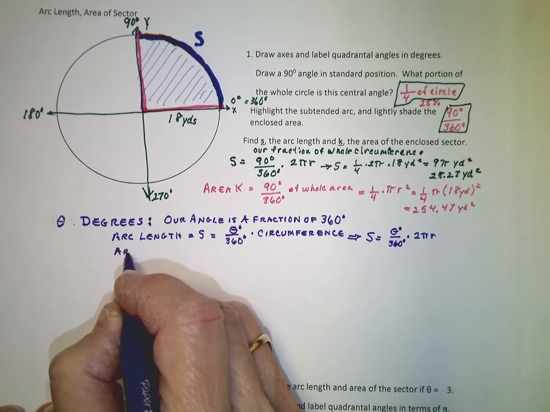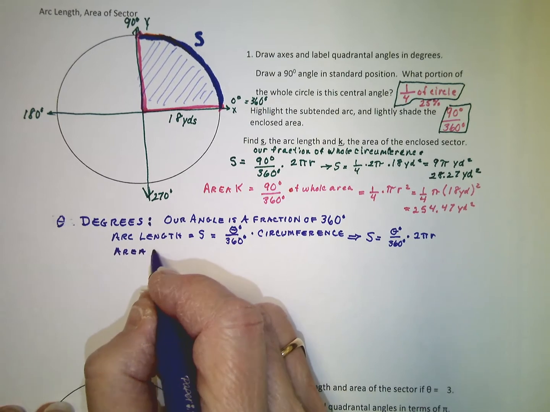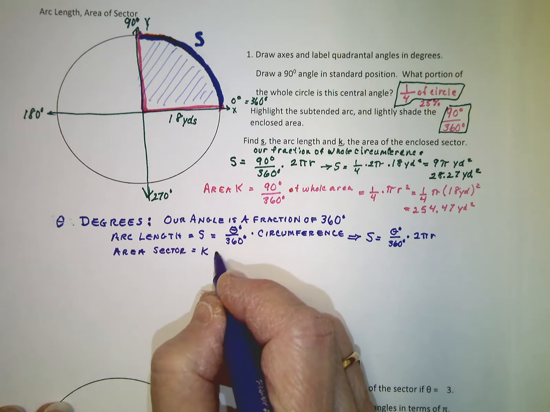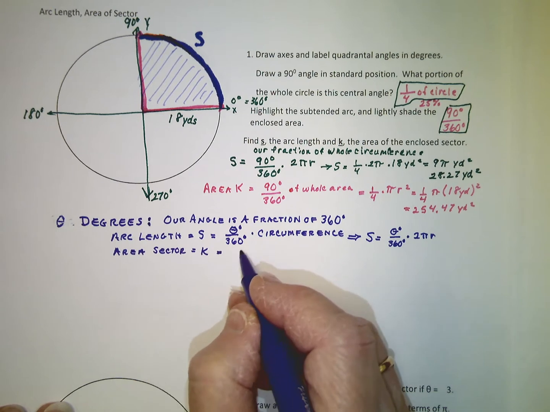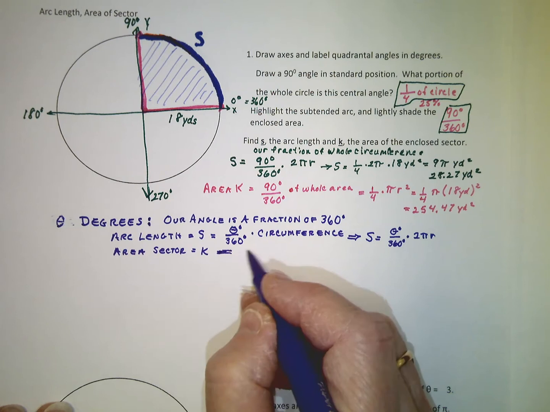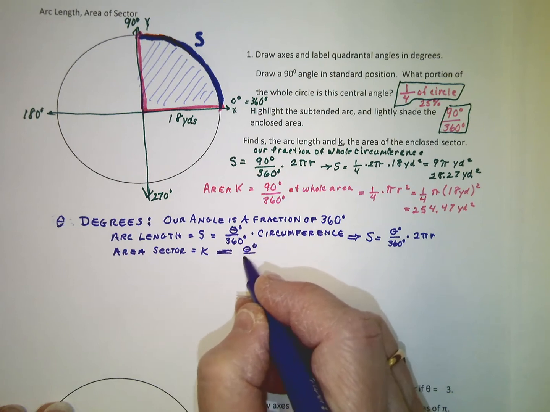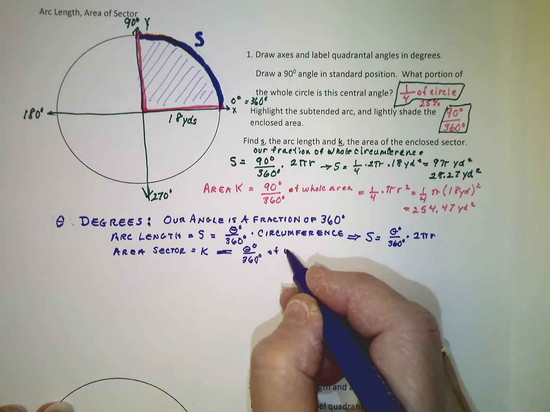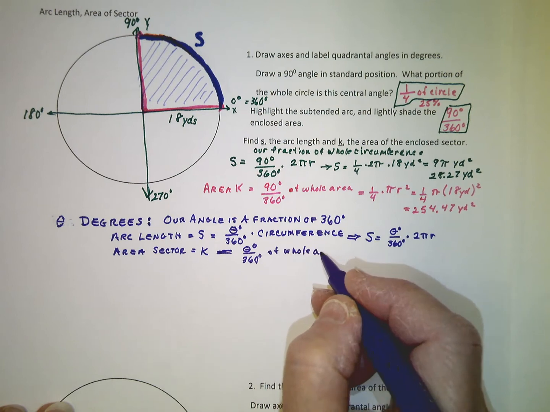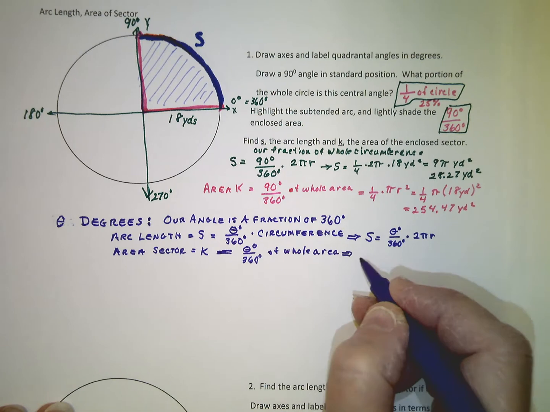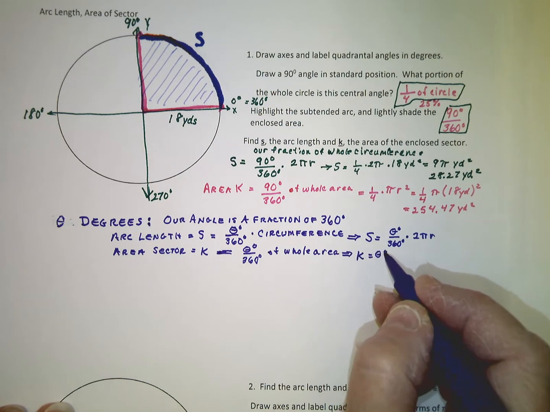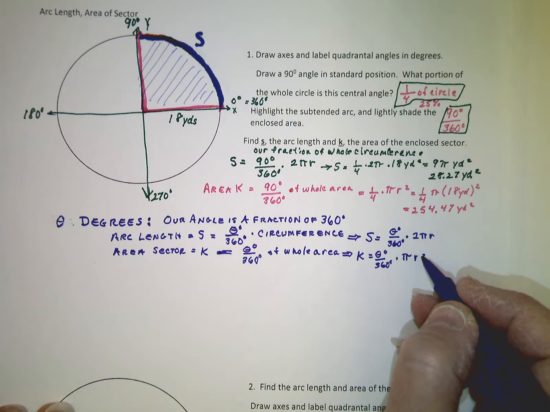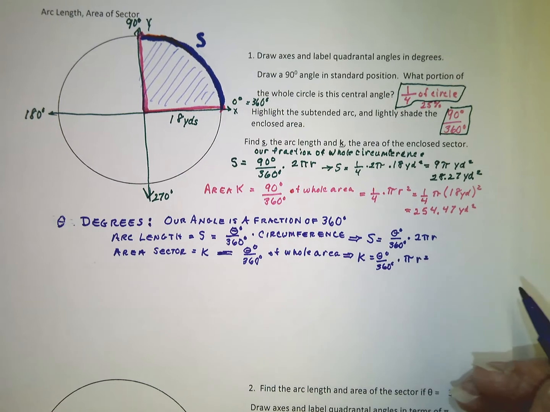And then the area of the enclosed sector, which some textbooks do call K, you may see it as A, is going to still be our fraction. I'm going to have to stretch this equal sign here. Of the area, the whole area. And the whole area of a circle is pi times the radius squared. So we're just going to take our fraction of pi times the radius squared. And that's it. That's the whole formula.